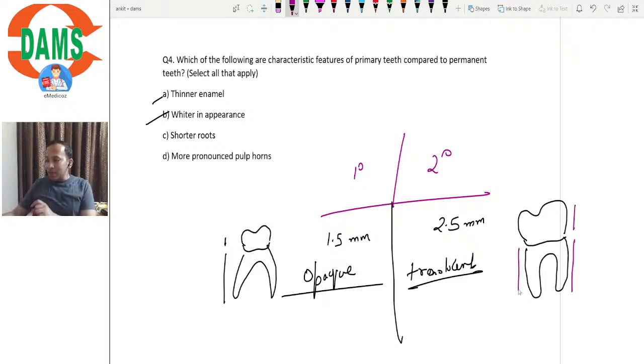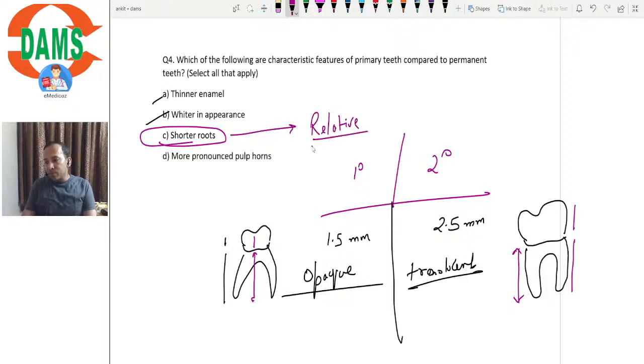We are not talking in absolute terms, isn't it? We are not talking about millimeters, not about its dimension. We are talking about the relative length. So when you compare its length to the crown, you will notice that the roots in primaries are longer as compared to the permanent. And unless otherwise mentioned, you will always consider it as a relative measurement, right? So roots in the primary are longer in comparison to the crown. Clear?